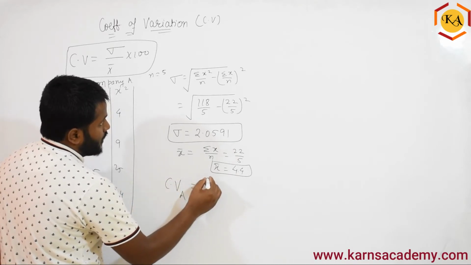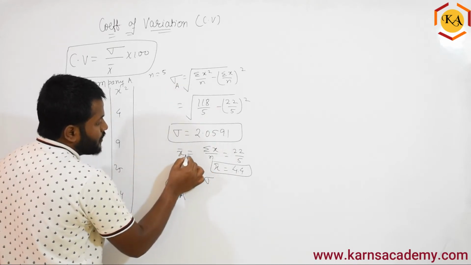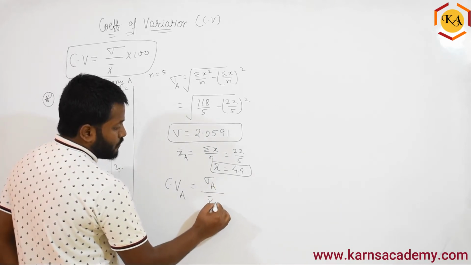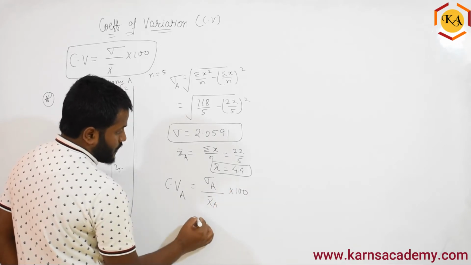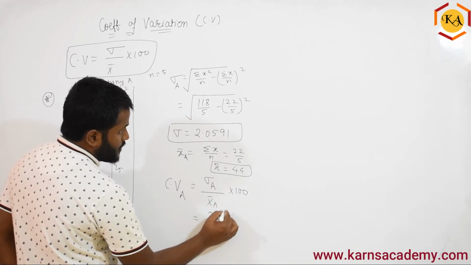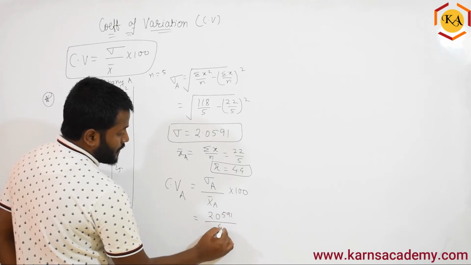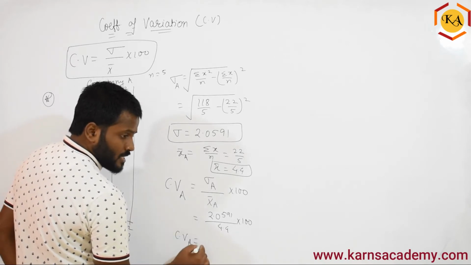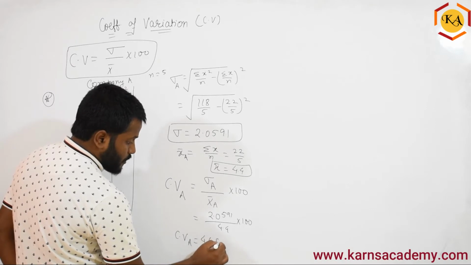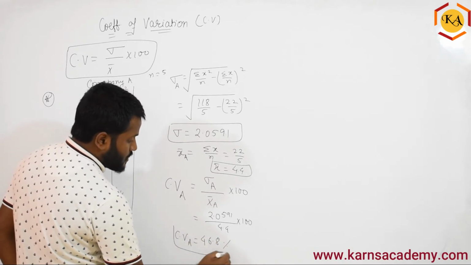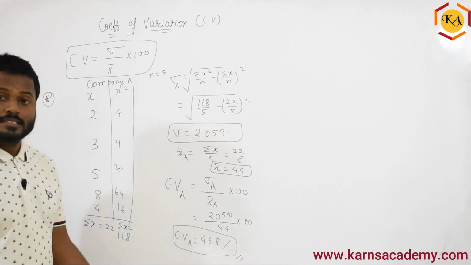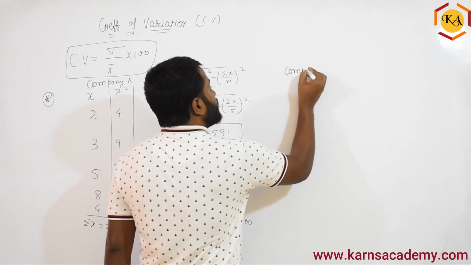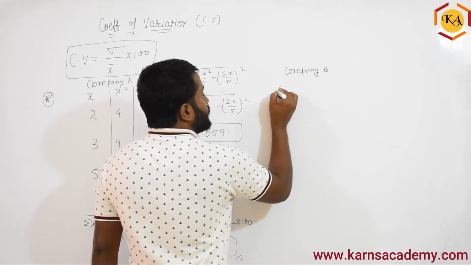Let me write company A here and also there so that you do not get confused. So it is standard deviation for company A and mean for company A into 100. The standard deviation value is 2.0591 divided by 4.4 into 100. If you solve this, you will get CV for A as 46.8, and this value is given in percentage, so let it be in percentage. Okay, CV A is done.